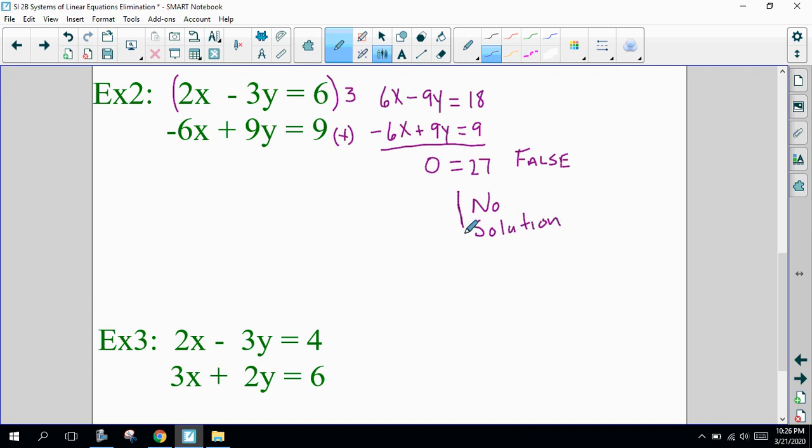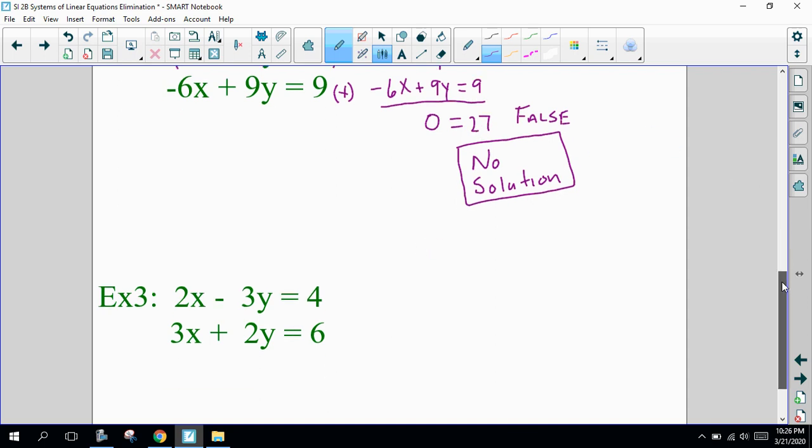Don't need to go any further with that. You can't find a value for the variables. You are not going to find a place of intersection because, like I said, when you get that, you've got parallel lines and there's going to be no solution.